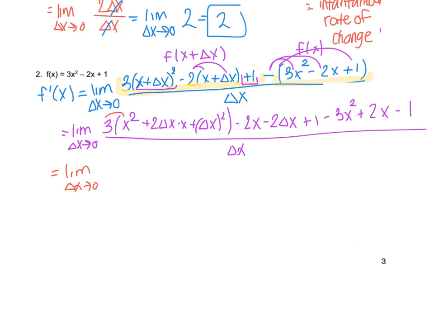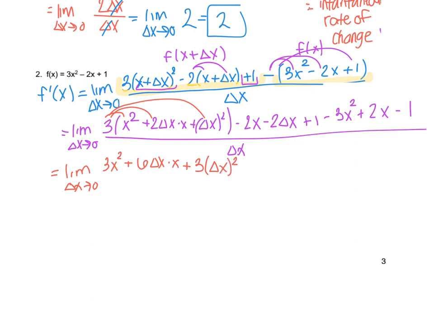Okay, so now I'm just going to distribute this 3 to my 3 terms in that parentheses, and then I can start canceling things out, and you'll notice these convenient cancellations every time. So I've got 3x squared plus 6 delta x times x plus 3 delta x squared.